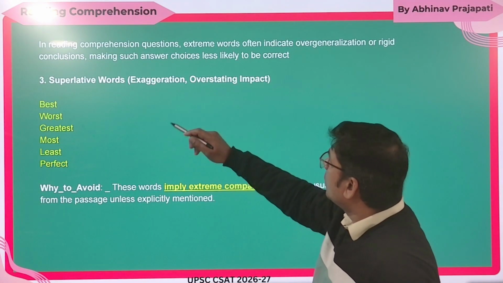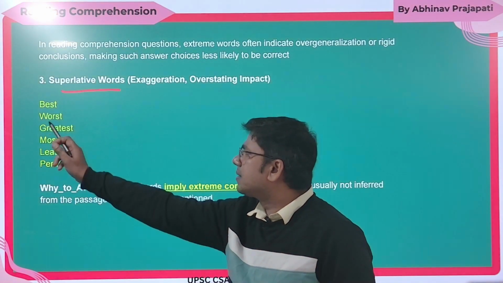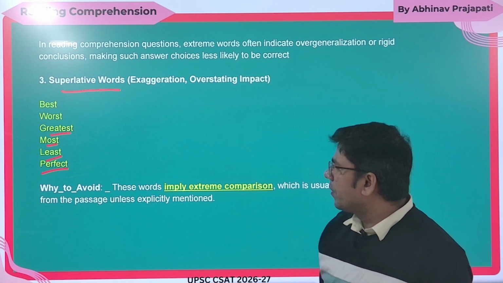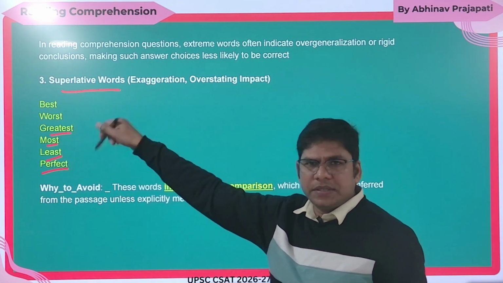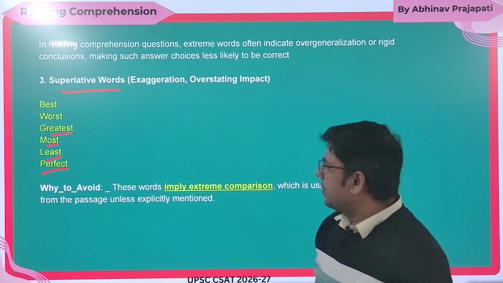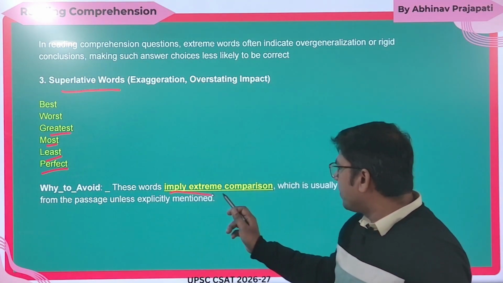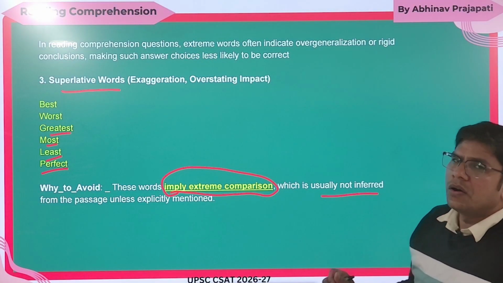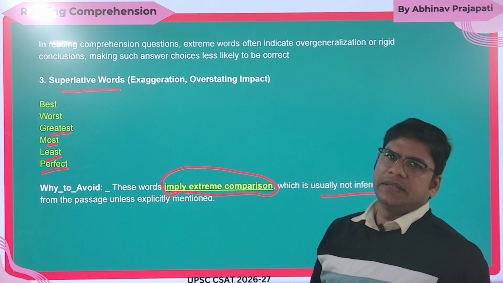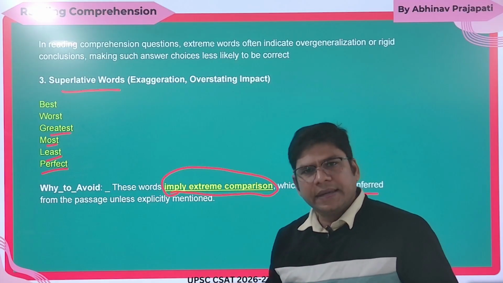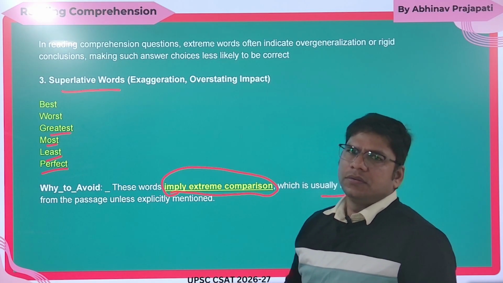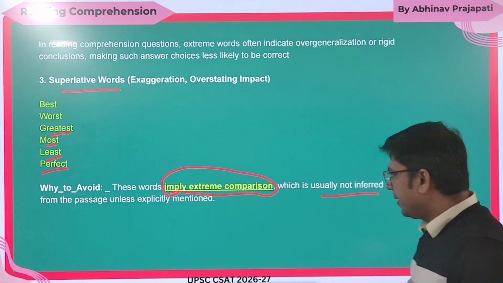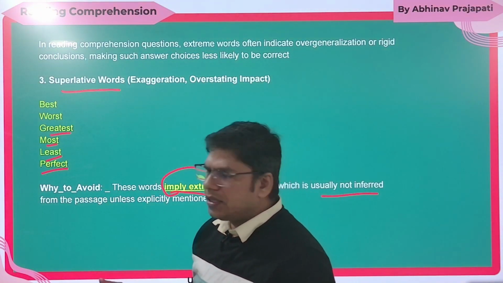Now, superlative words: best, worst, greatest, most, least, perfect. The option consisting of these words also should be avoided. Why avoid? These words imply extreme comparison, which is usually not inferred or assumed in any passage, idea or article. So options consisting of these words should be avoided; they are most likely to be incorrect.